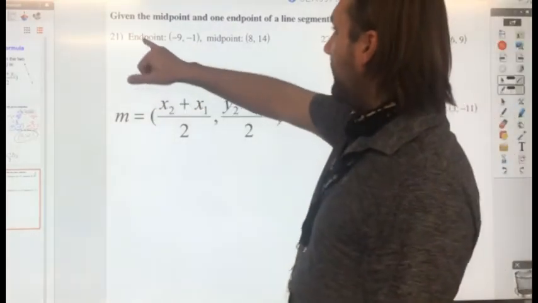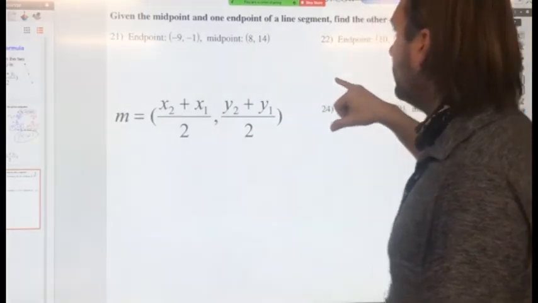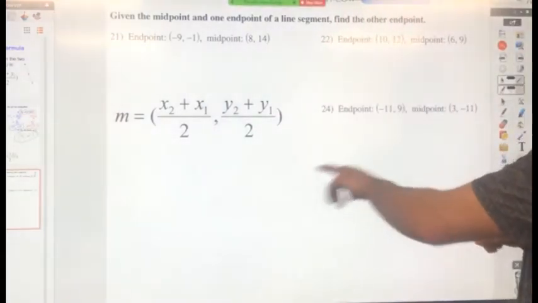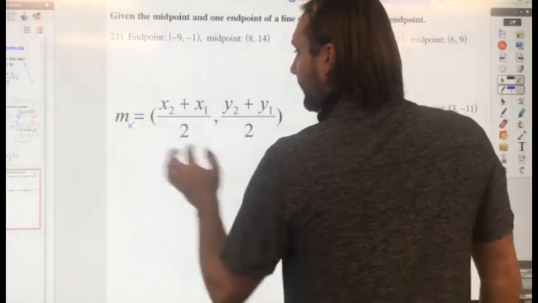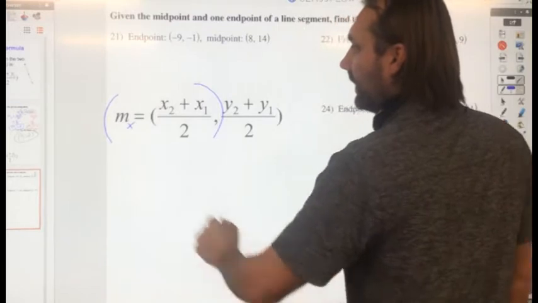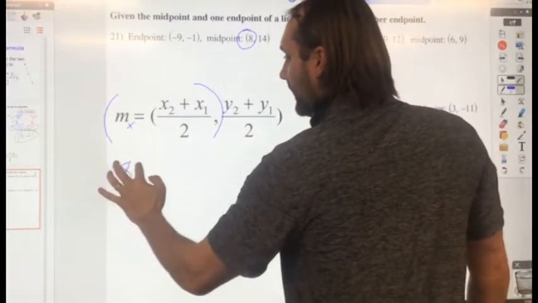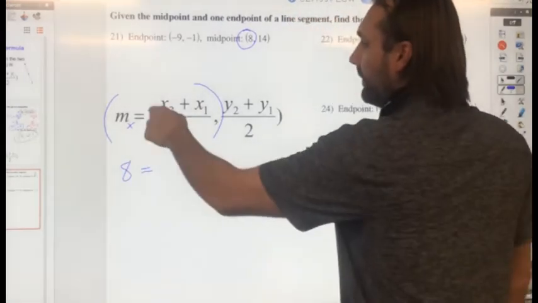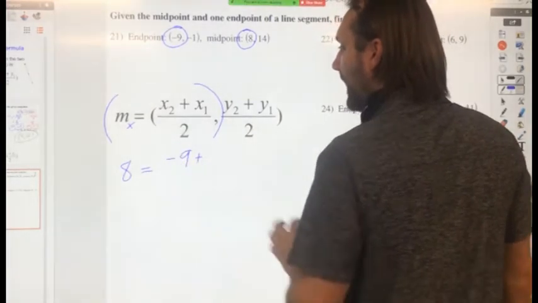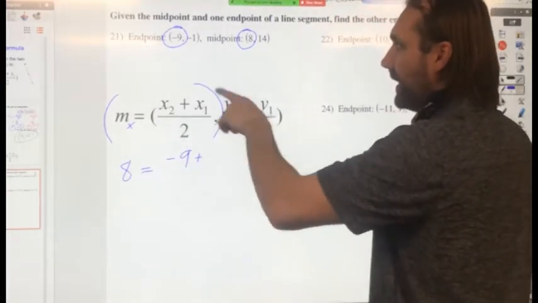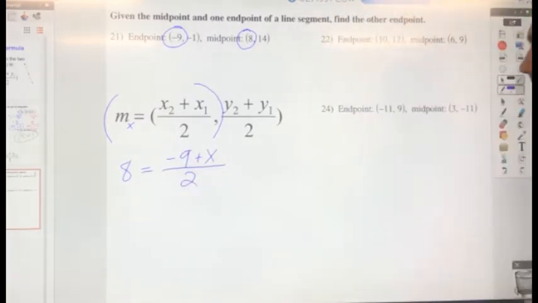So let's see. Endpoint is (-9, -1). The midpoint is (8, 14). I do have the formula, so let me go ahead and just plug it into the formula and see what happens. So I know my mx is this part right here. I know what my midpoint for the x value is, right? That is 8. So this equals 8. I know one of my x values, that is negative 9. I'm going to add that to my other x value, which I do not know. So I'm going to just call that x. That's what I'm trying to figure out. And that is divided by 2.